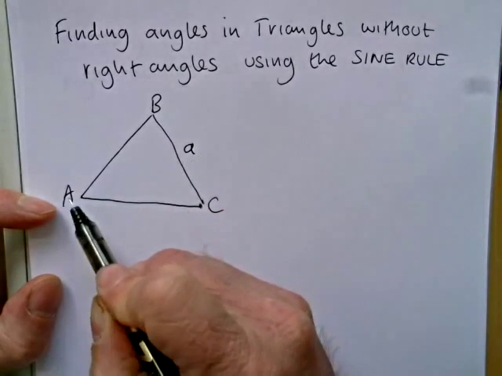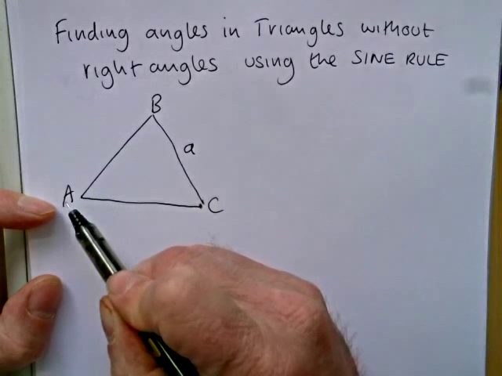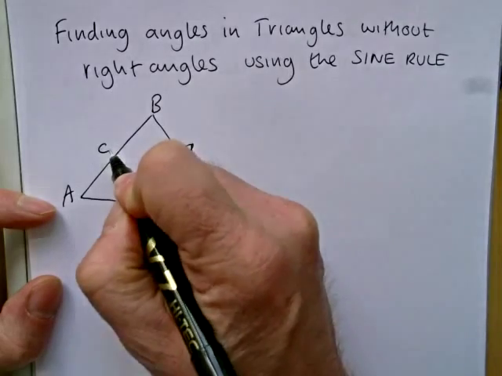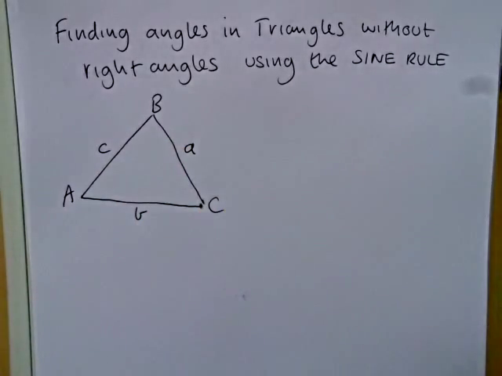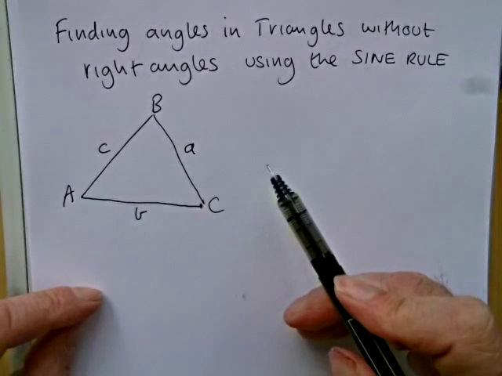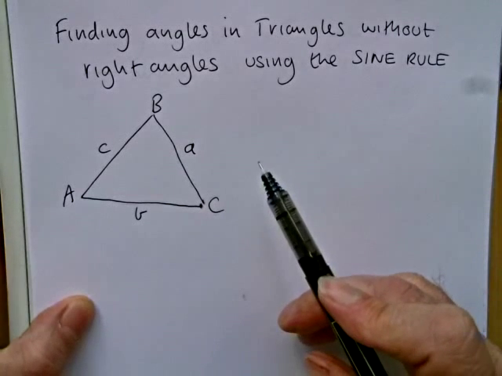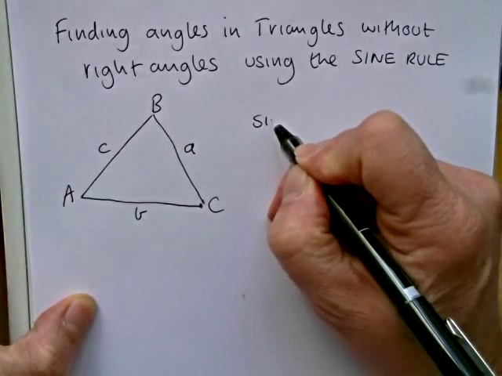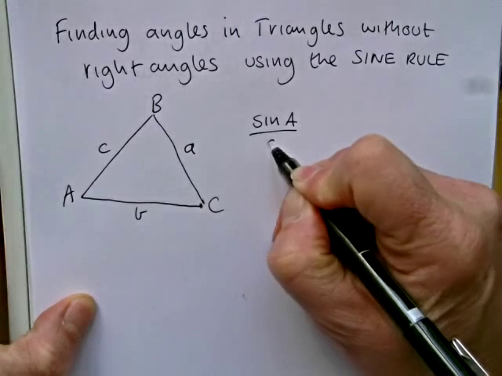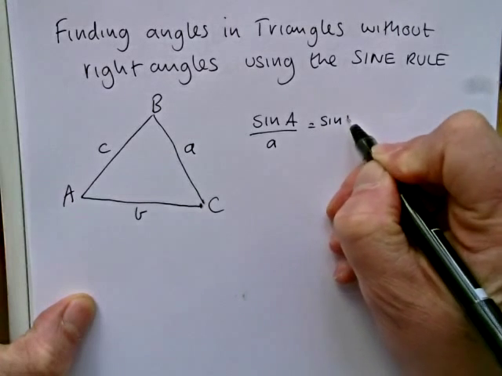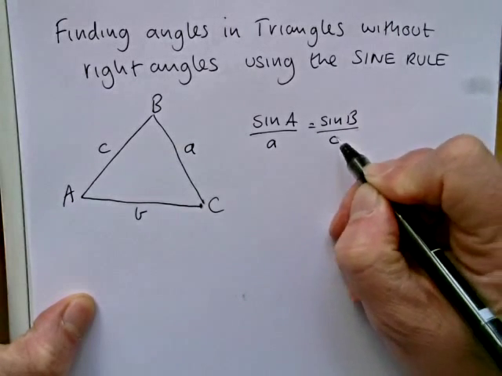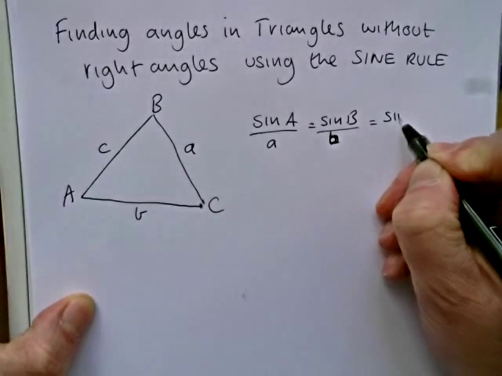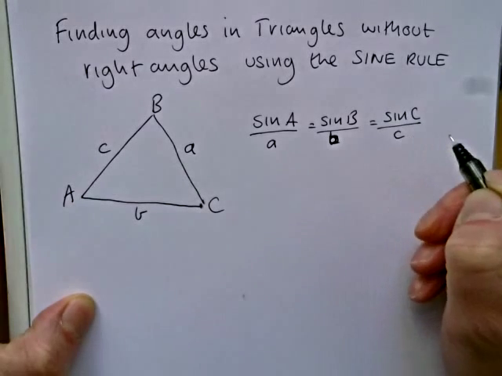It's important that we have the letter A opposite the angle A, B opposite angle B, and C opposite angle C. Now this triangle and the formula that I'm going to write down are given to help you in the formula book before exams. And the rule that you're told is that sine A over length A equals sine B over length B, and then sine C over length C.